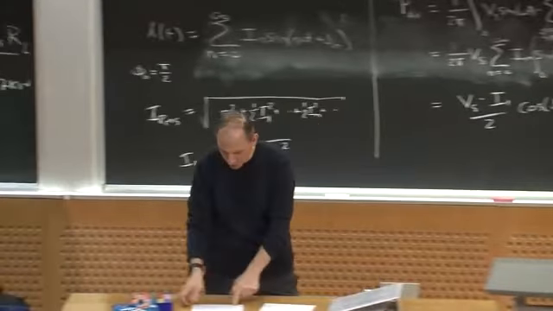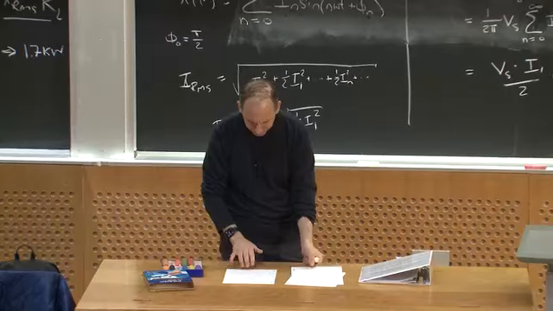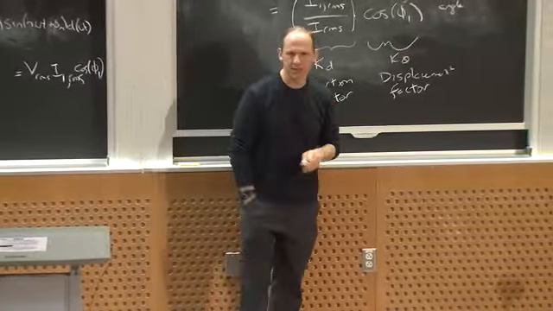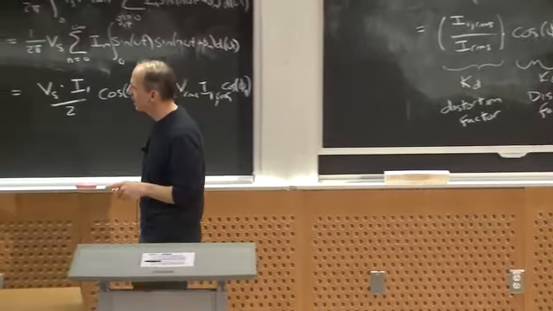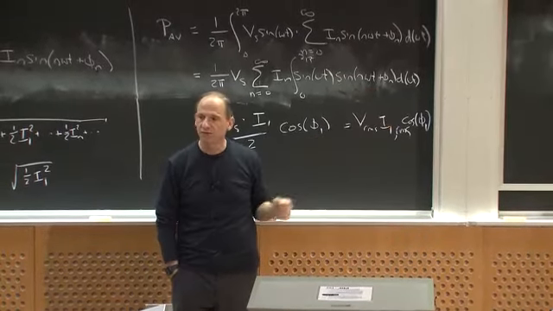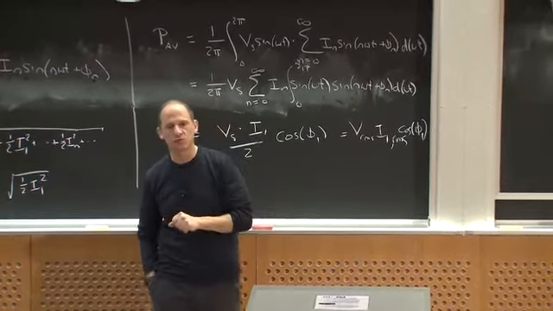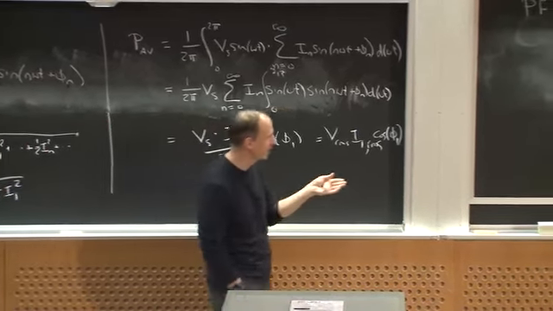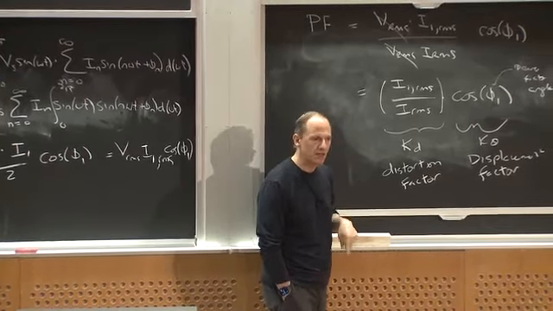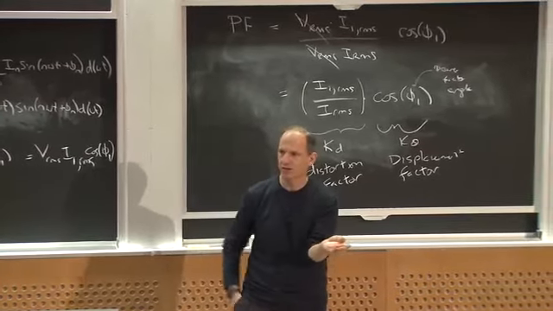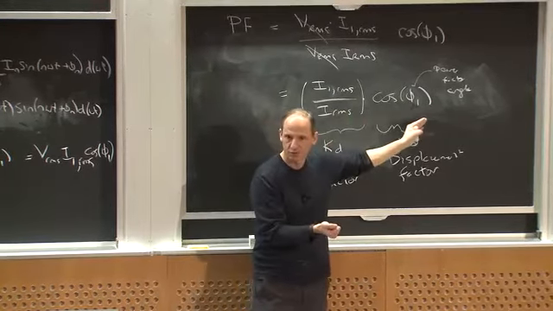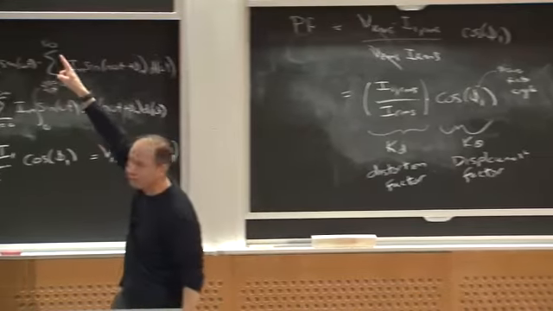Okay, I should point out one thing about this breakdown. This whole breakdown into distortion factor and displacement factor worked because I assumed that the voltage was a sinusoid and that the current might have harmonics, right? I could have done the same kind of breakdown if the current was a sinusoid and the voltage had harmonics, right? In that case, it would just be V1 RMS over V RMS and then cosine of the phase shift. If both the voltage and the current are not sinusoidal, you can't break things down this way. You can, however, still calculate power factor.